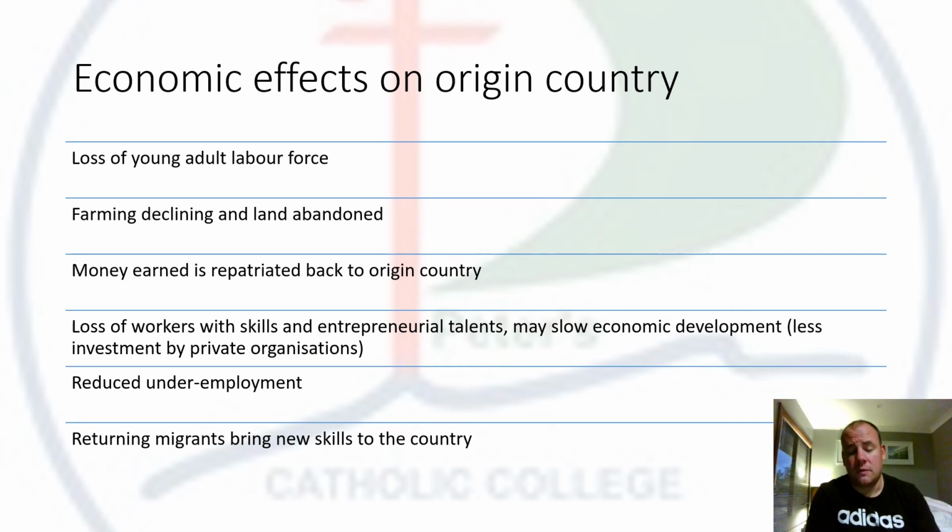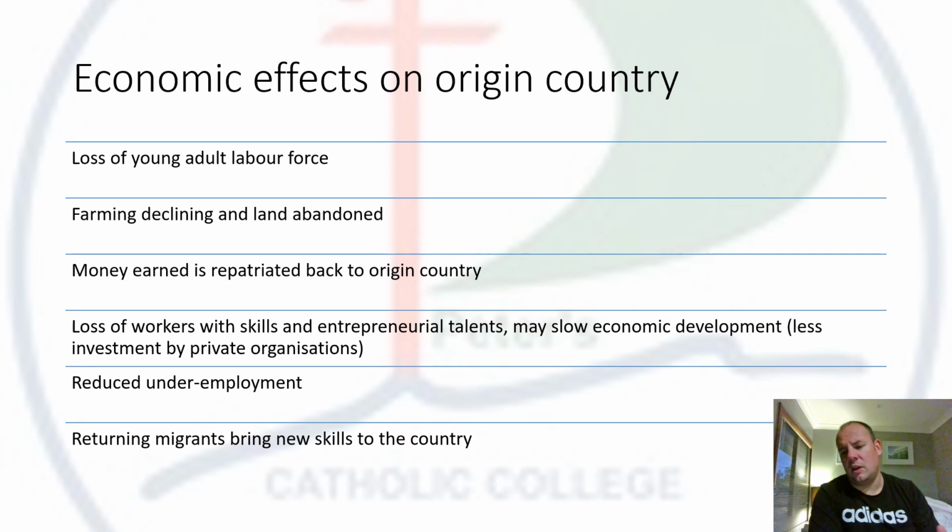So if lots of young people move, there is going to be a decline in the number of people farming, and you might have lots of land abandoned, which isn't going to help your development if you're a poor country. A good thing though is that people who do migrate normally repatriate their money back to the origin countries. Someone will migrate and then they'll send their money back home. That's good because obviously the origin country gets money back.